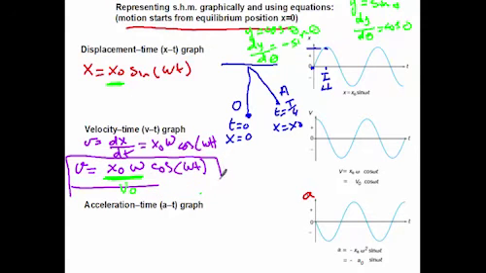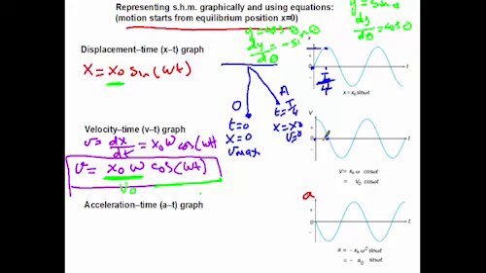Now let us go back to our diagram. When t equal to 0, our velocity is maximum. After T over 4, the velocity reaches 0. So it is maximum at t equal to 0, and here v will be 0. It starts from the maximum value and goes to 0.